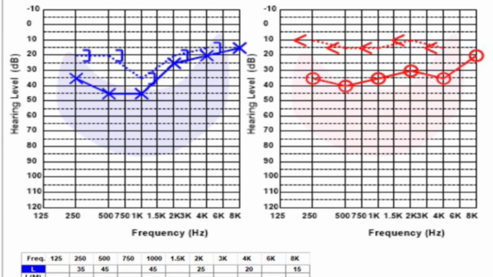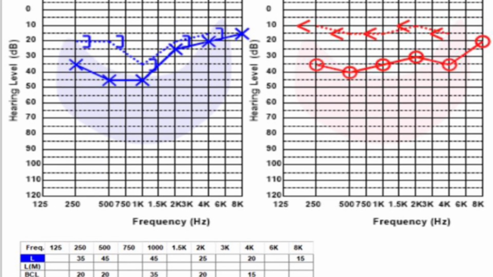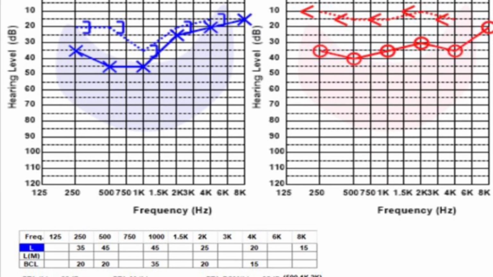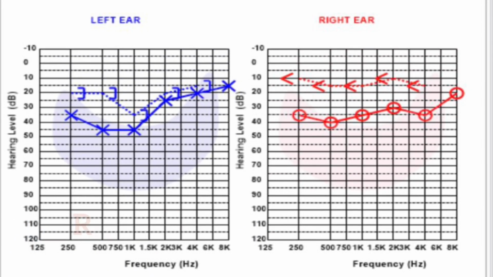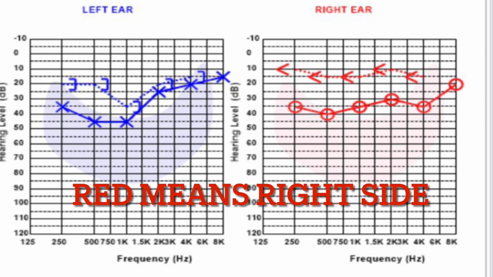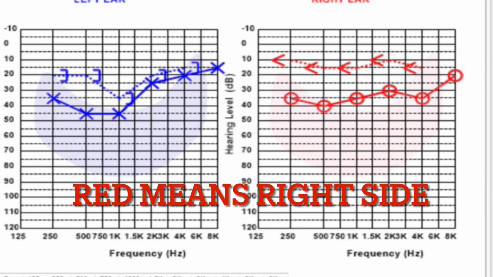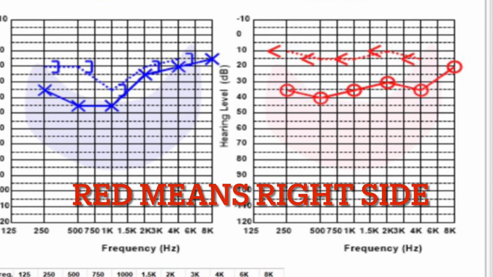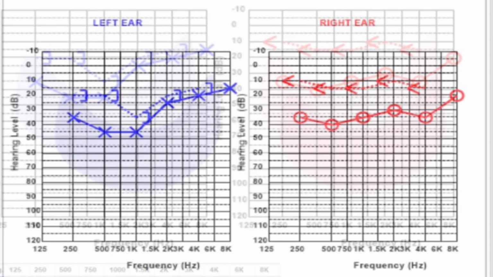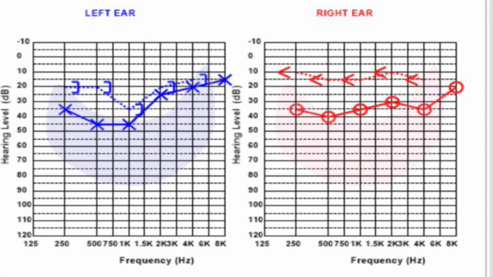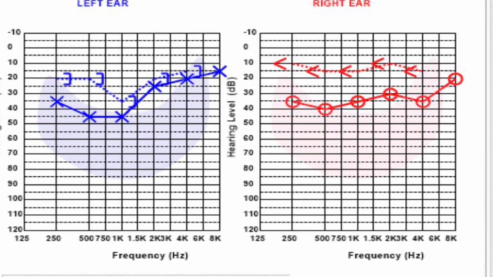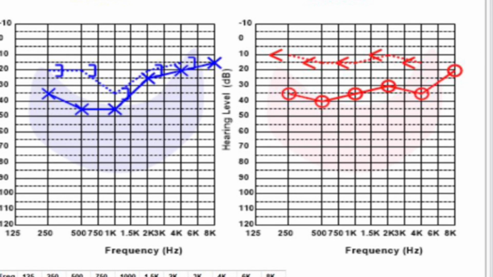Let me explain. You see two graphs, one in the blue color, the other in red color. Red color graph belongs to the right ear. How do I remember? Red starts with R and right starts with R. So R for R.